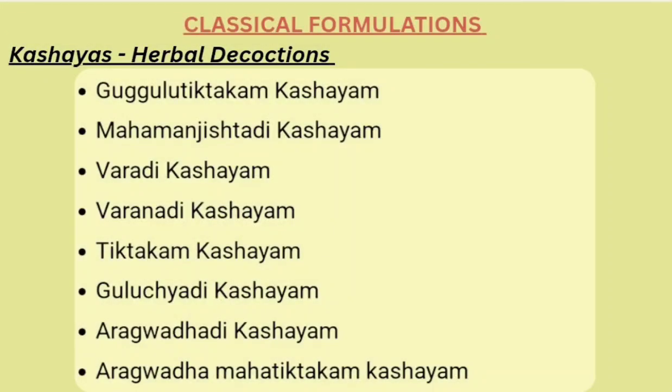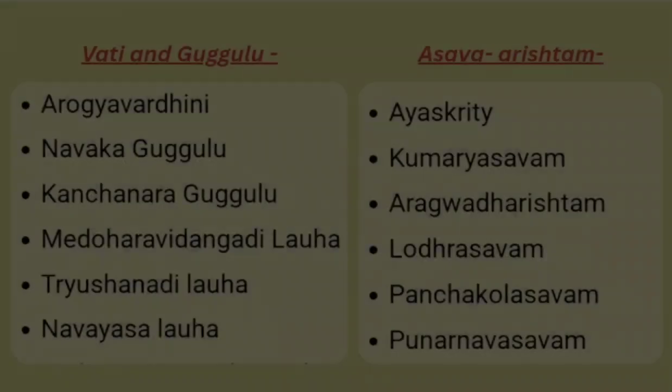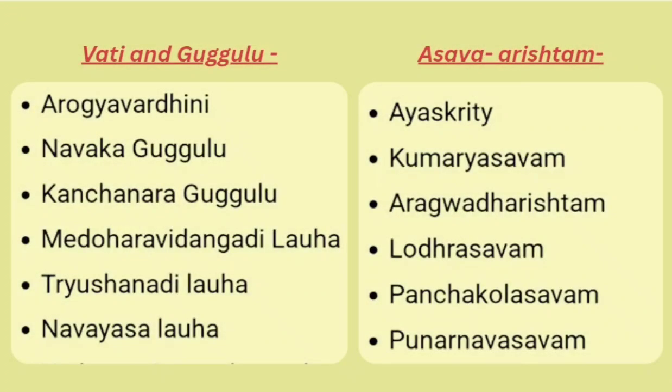Classical formulations that are indicated in management of Staulya. Kashayas are Guggulu Tiktakam Kashayam, Mahamanjishtadi Kashaya, Paradi Kashaya, Pranadi Kashaya, Tiktakam Kashaya, Guduchyadi Kashaya, Aragvadadi Kashaya, Aragvada Mahatiktaka Kashaya. Vati and Guggulu that are used are Arogyavardhini Vati, Navaka Guggulu, Kanchanara Guggulu, Medohara Vidangadi Loha, Trayushanadi Loha, Navayasa Loha, and Asavas and Arishtas are Ayaskriti, Kumaryasava, Aragvada Arishtam, Lodhrasava, Panchakola Asava, and Punarnavasava.